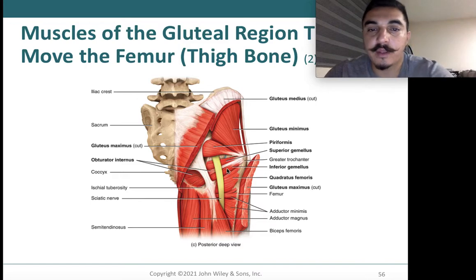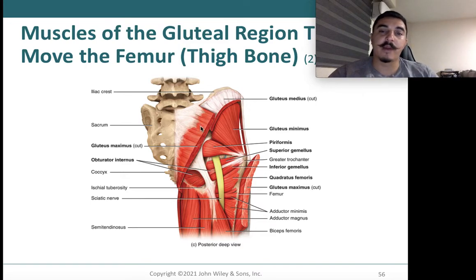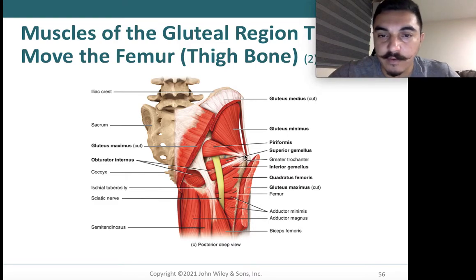Here's our gluteus minimus. So here's our maximus. Once you cut it out, you can see the inside. We have our minimus on the inside as well. Piriformis right here. Here's our greater trochanter in our femur bone. You can see they're all attaching to there. Most of them are attaching to there.